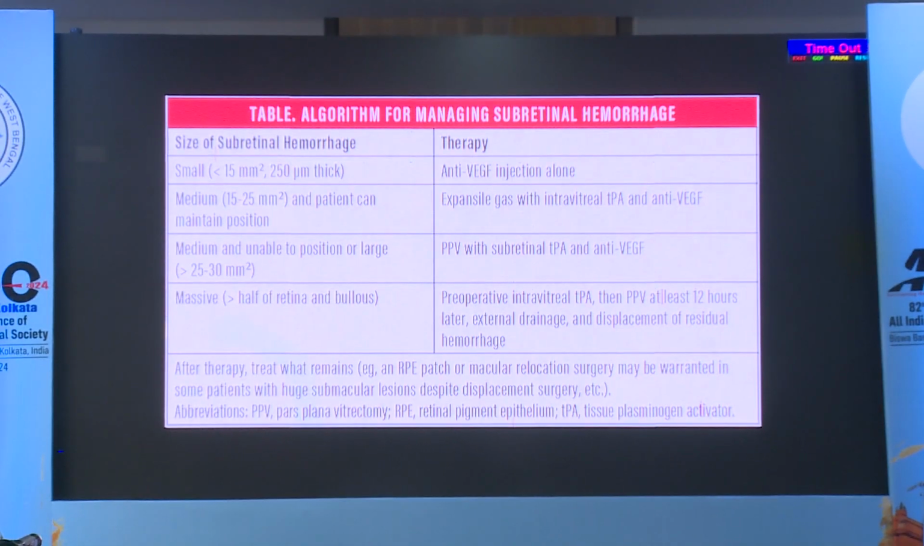And the last thing, about subretinal hemorrhage: look at the duration of the submacular hemorrhage, the etiology, and the size. If it is a small submacular hemorrhage, you can give anti-VEGF alone. If it is medium, you can use pneumatic displacement with expansile gas along with TPA and anti-VEGF. If it is large, you can do a pars plana vitrectomy with subretinal TPA. And if it is massive, probably external drainage and displacement with the residual hemorrhage, and intravitreal TPA can also be combined with this.